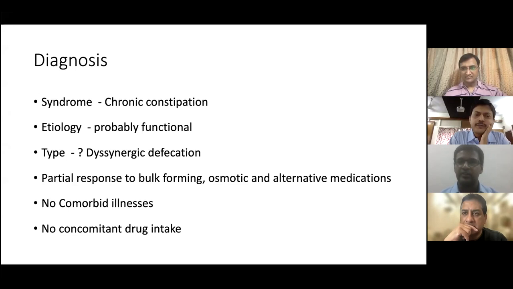Now if you look at the audience poll, most of them voted for slow transit or the other ones, I think. But you're saying it's most likely a dyssynergic defecation. So why do you say it's a dyssynergic defecation in this particular patient? So the points in favor of dyssynergic defecation are that he had a feeling of incomplete evacuation of stools, and he also had to strain while passing stools. The point against it is that he did not have a persistent urge to pass. However, in some patients, this may be absent. So because of this history, I would consider that as the first differential. And then later, I would also consider a slow transit constipation and look for it.